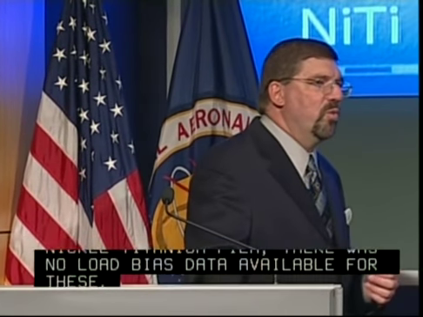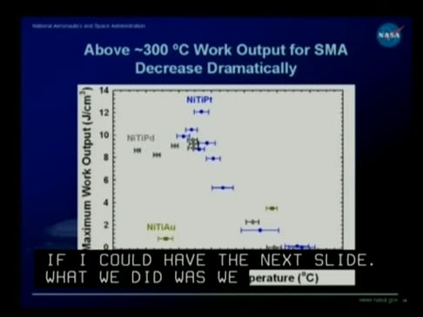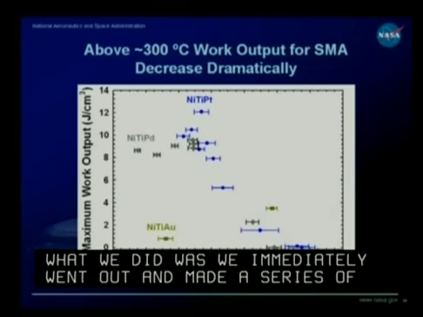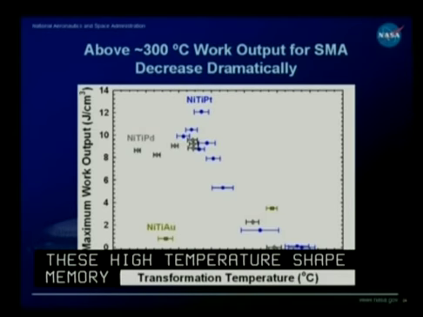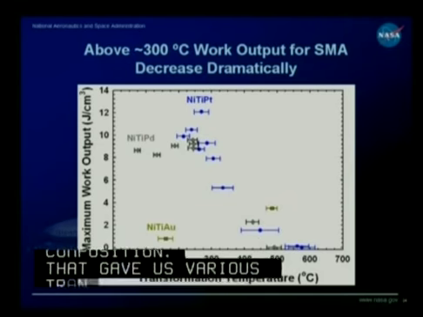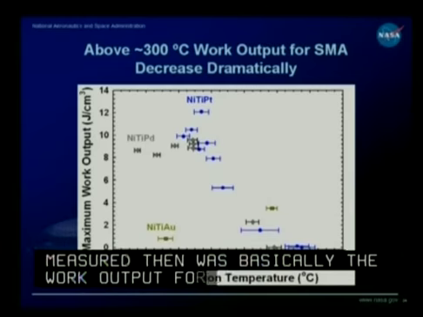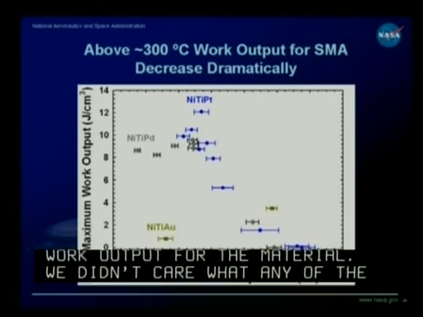What we did was we immediately went out and made a series of these high temperature shape memory alloys of varying compositions, and that gave us various transformation temperatures. And the only thing that we measured then was basically the work output for the material. We didn't care what any of the other properties are because we wanted to screen these very quickly and find out what was going on.